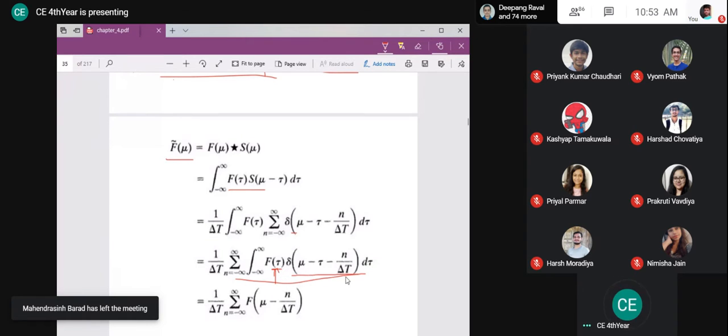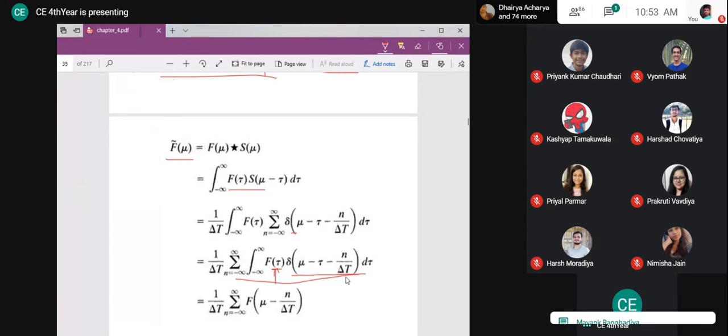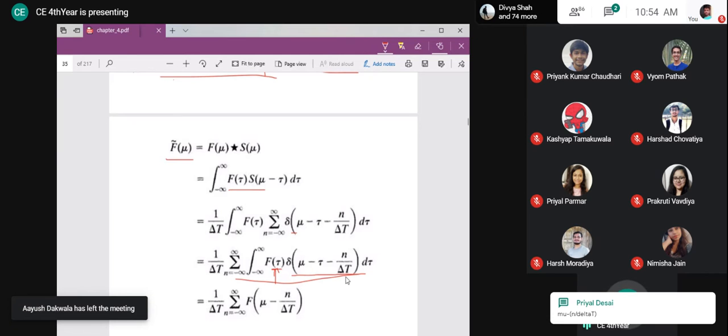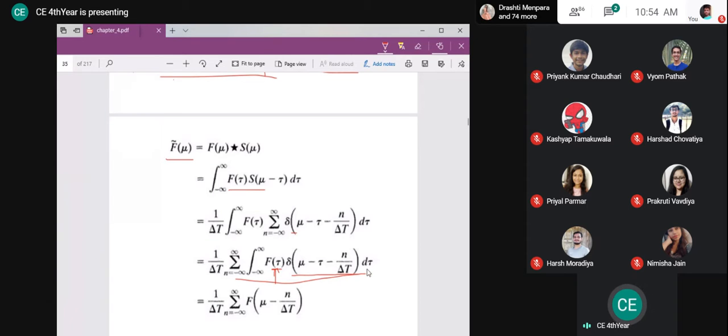What does the shifting property say? This integration will result in the function where the impulse exists. Where does this impulse exist? Mayank, think more. What is the variable first? Tell me. Our variable is not mu minus tau. Our variable is tau only.